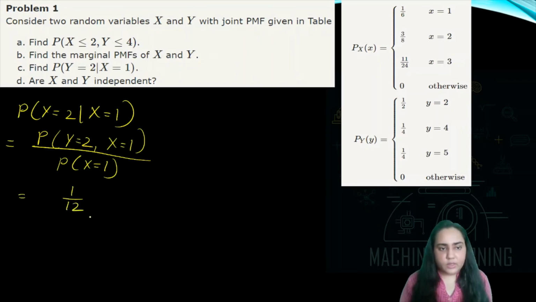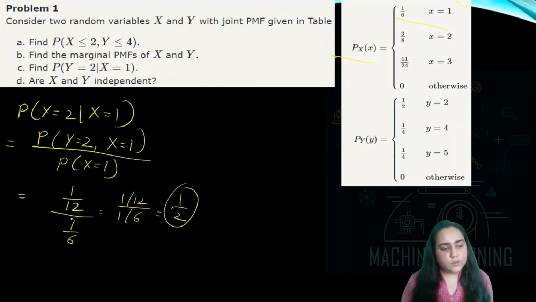Okay, and that's going to be divided by probability of x equal to 1, which from this table, I can specify that it is actually 1/6. So this is going to be 1/6. So it is 1/12. Let me just write it properly, 1/12 divided by 1/6, which will come to 1/2 if you evaluate it. So 1/2 is the answer for that.